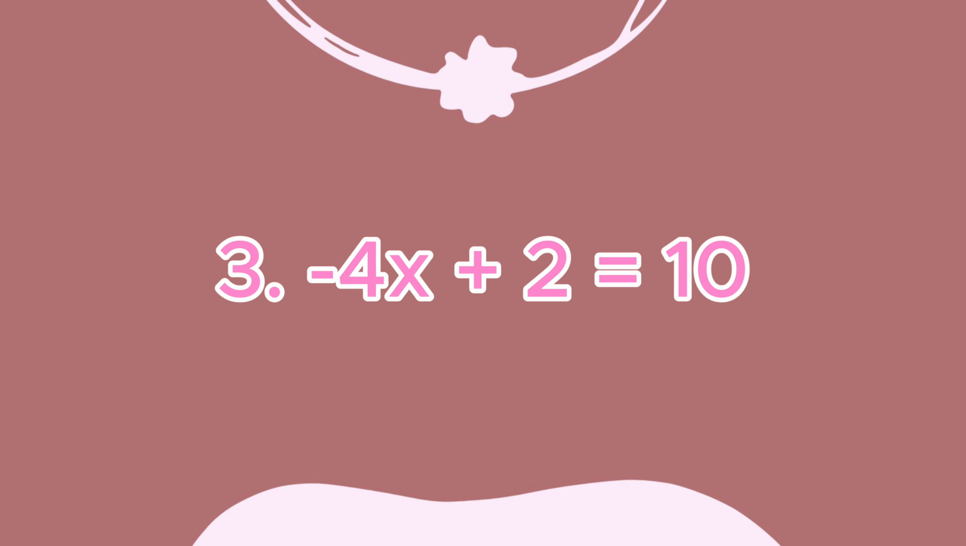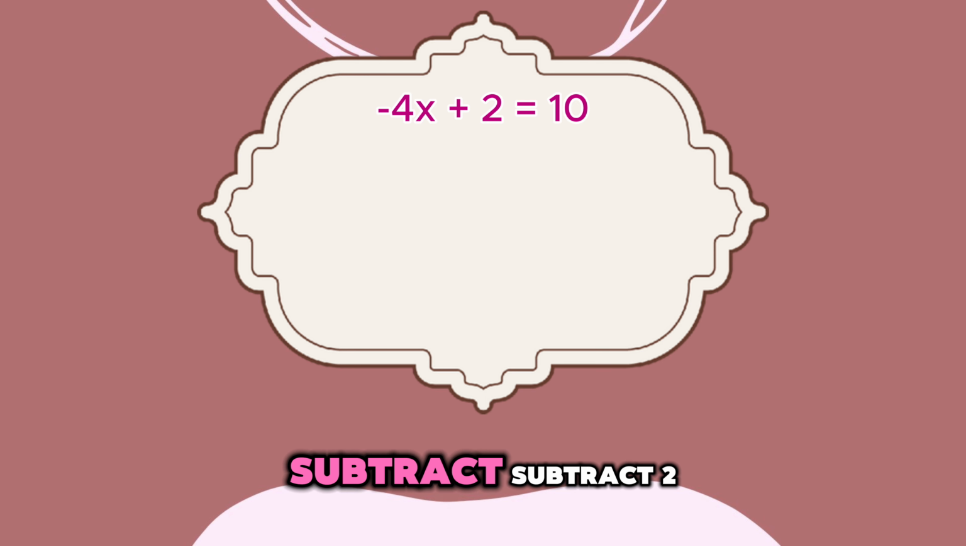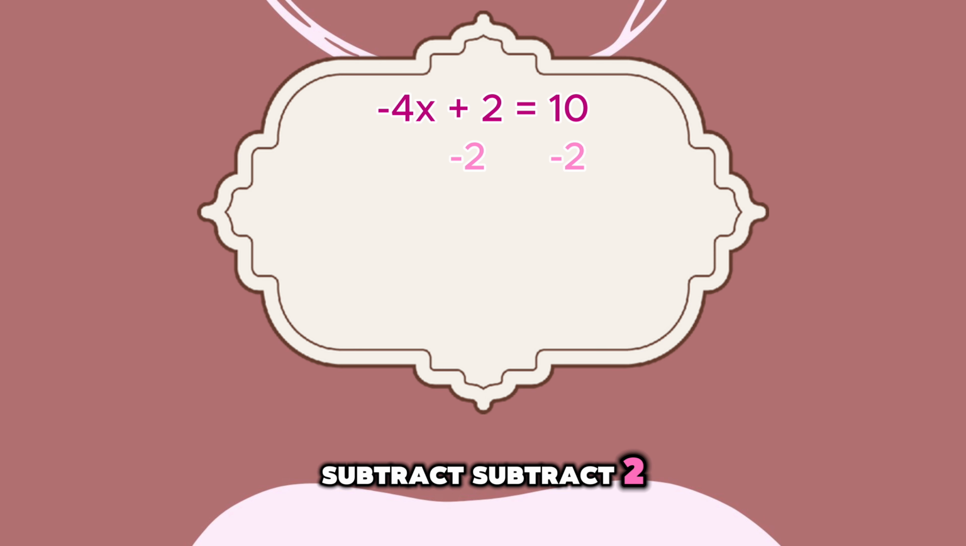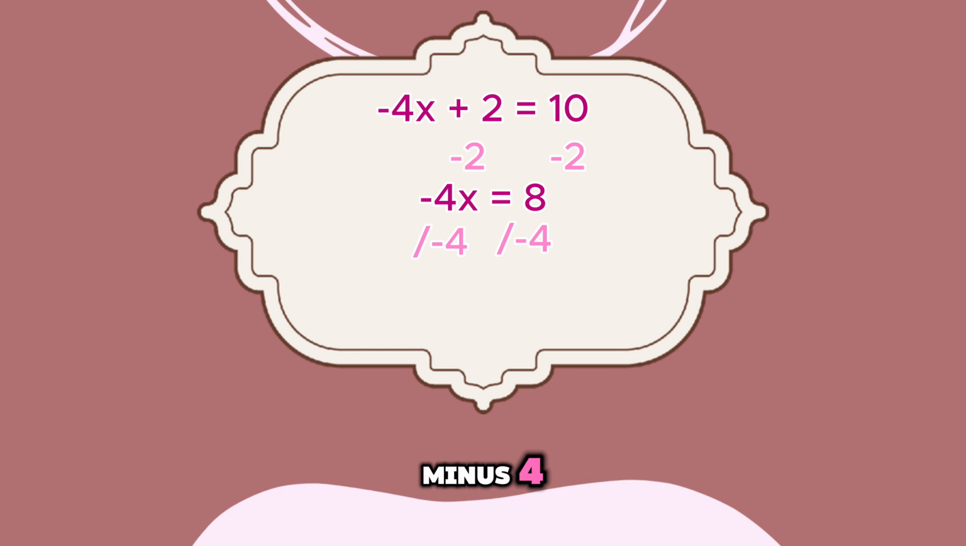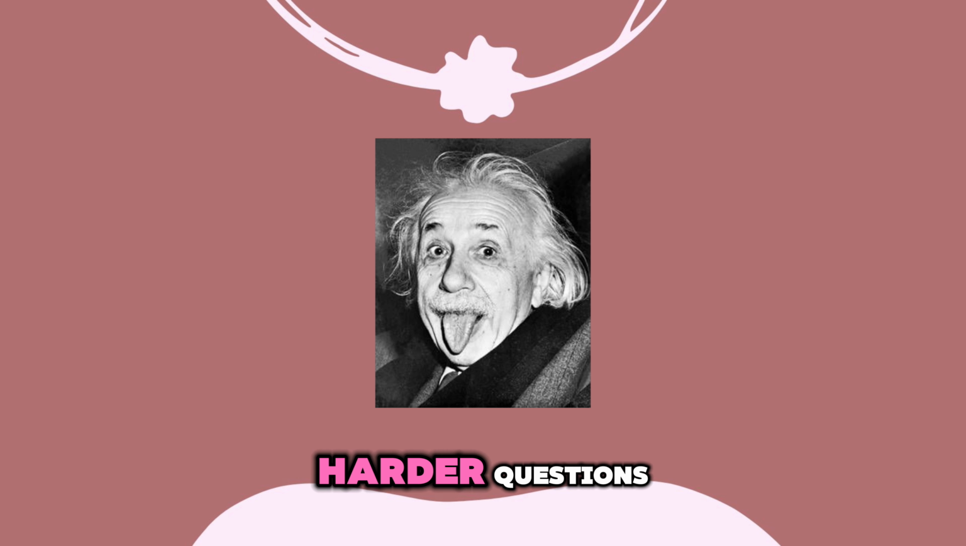So step 1, you subtract 2. Now you have -4x equals 8, and you divide it by -4, which is x equals -2. Tell me if you want harder questions. I can write some for you in the comments.